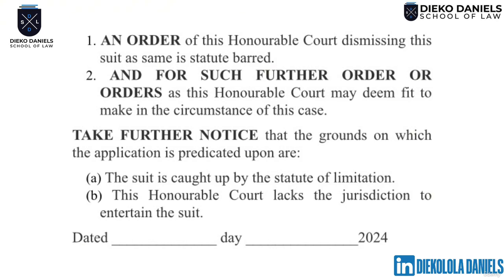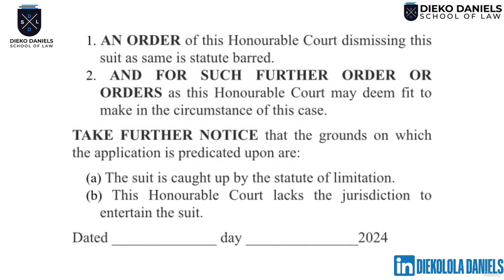We have take notice for motion on notice. We have take notice for preliminary objection. We have take further notice for preliminary objection. We have take further notice for motion on notice, both of which are challenging the jurisdiction of the court. Take further notice is only for the grounds upon which you are bringing this application. You state the grounds in the take further notice.